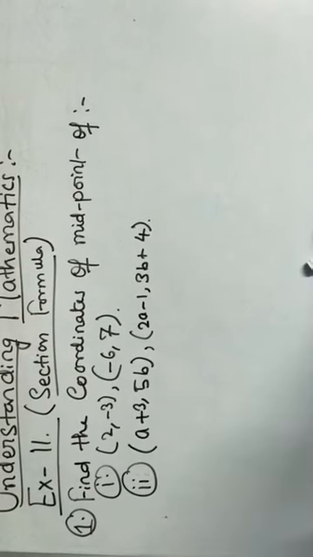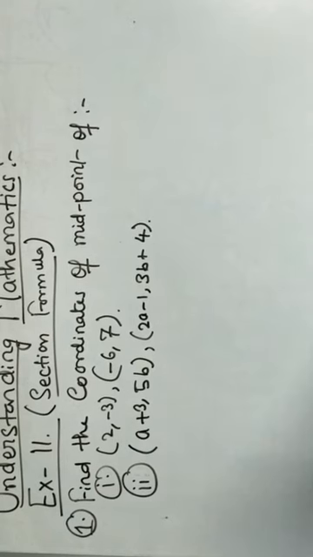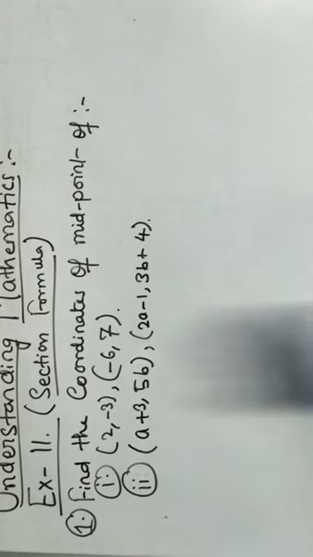In the last video we discussed the proof of the formula and the centroid. Now we will solve exercise number 11 from Understanding Mathematics. So the first question is, find the coordinates of the midpoint of the points given: (2, -3) and (-6, 7). So let's start the solution.